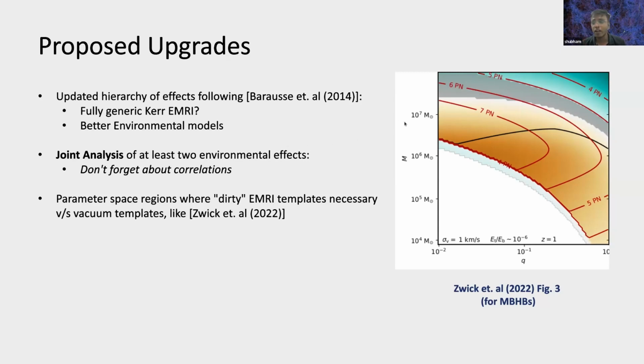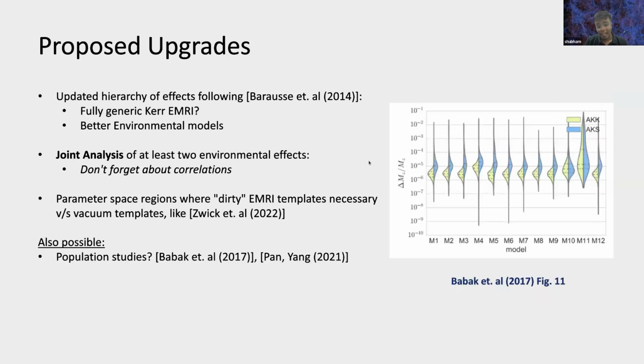So a workaround would be that you can identify regions of the parameter space, like was done in this analysis of Zwick et al. for massive black hole binaries. So these brown regions indicate regions, purely again based on a dephasing argument, where environmental effects would be dominant. And there are these turquoise regions where vacuum templates would be sufficient. So we can do a similar analysis, but for the EMRI parameter space, to say in which regions can we avoid using these dirty EMRI templates, which would make our inference a bit more efficient computationally. And finally, can we do a population study?